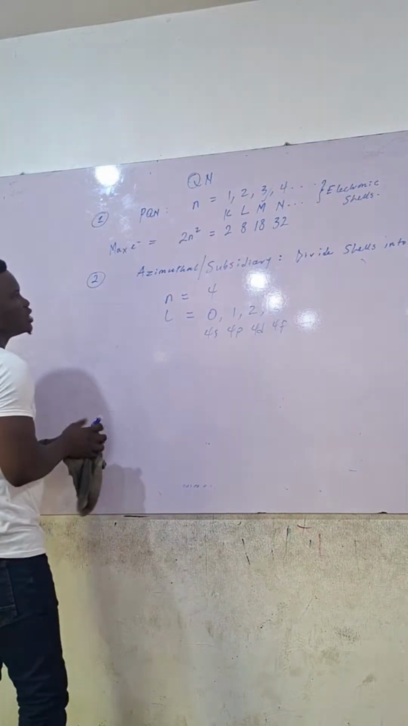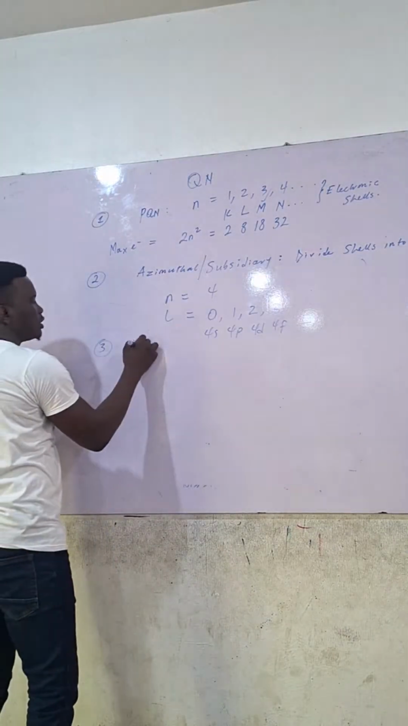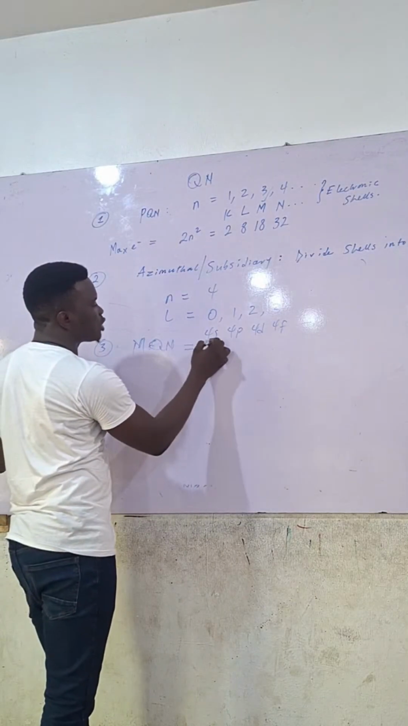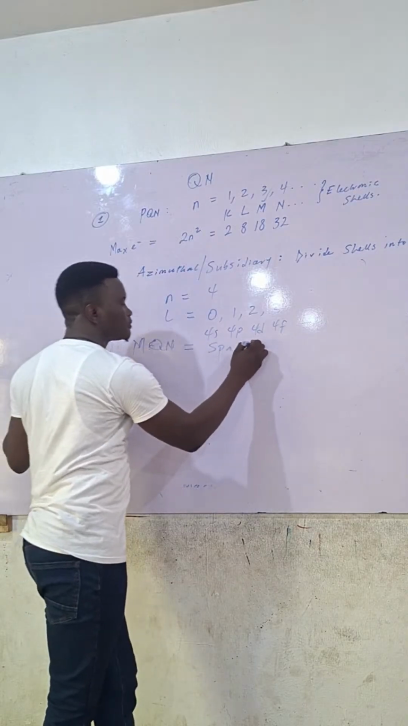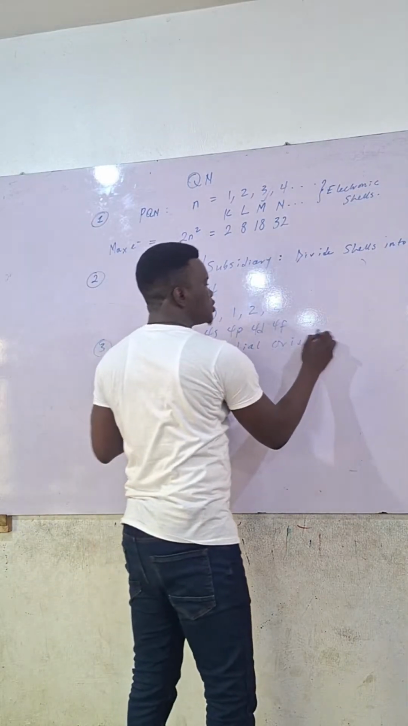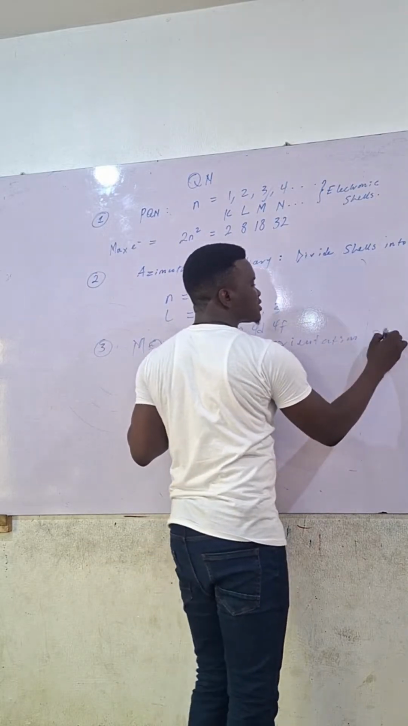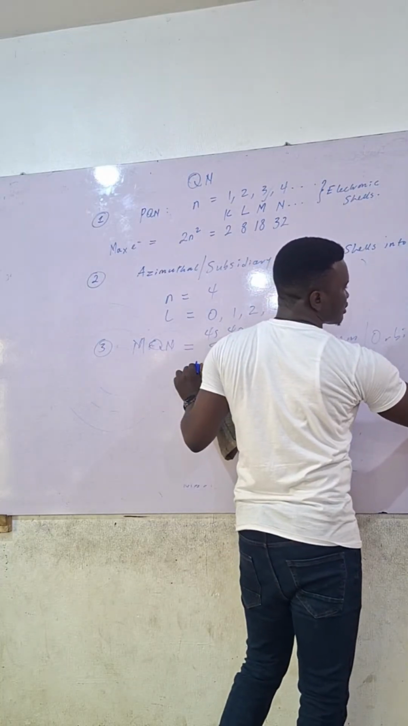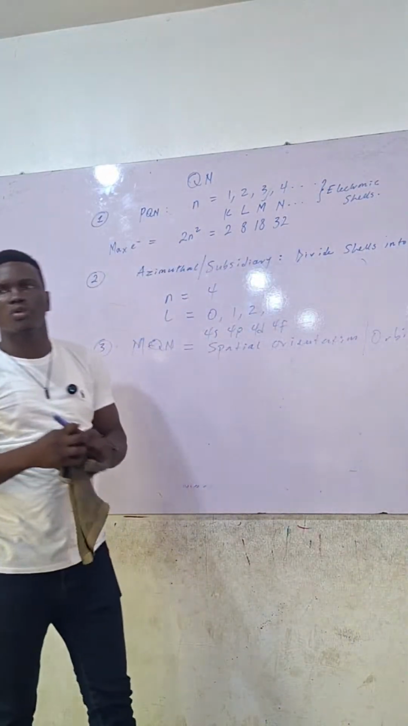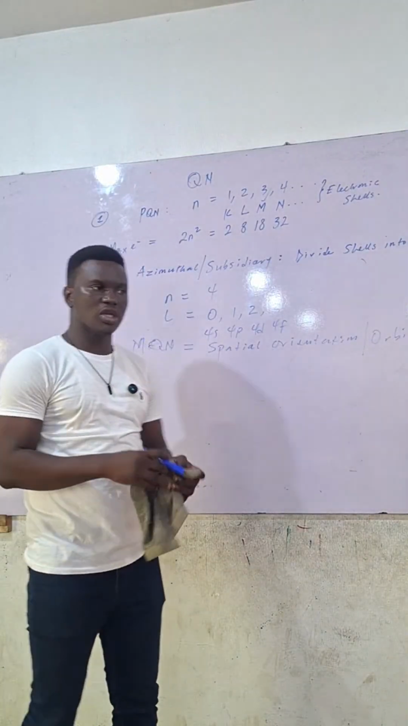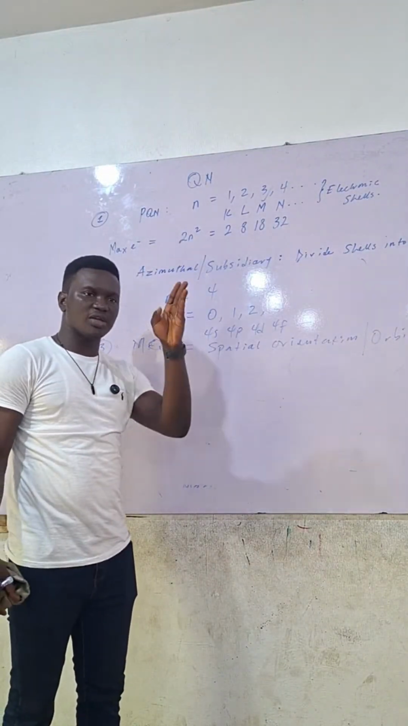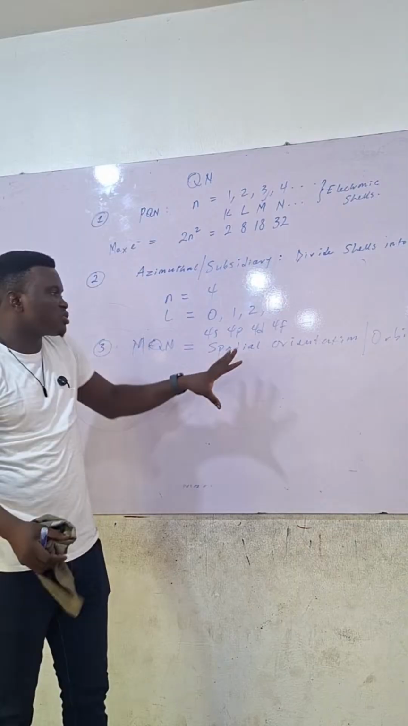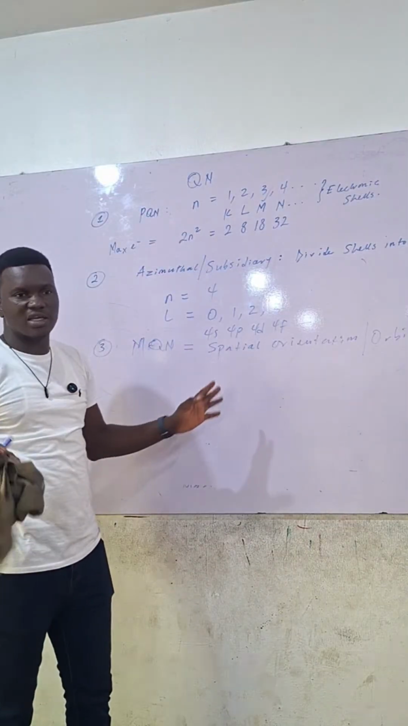So the next one is called magnetic quantum numbers. The magnetic quantum number gives what we call spatial orientation, also known as orbital degeneracy. It's talking about how P is divided into 3, D into 5, F into 7. That's what this one is trying to tell us. And S is not divided.